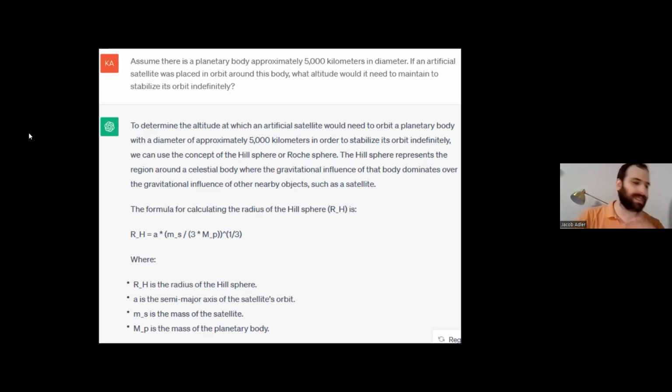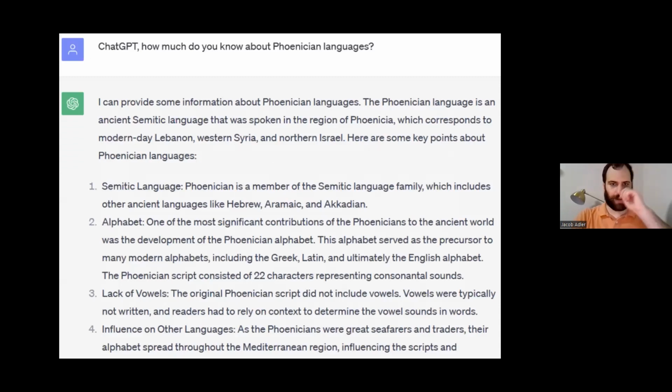And the other thing is that these systems can be used in a way that is even more complex than that and a little bit more abstract. So I have another one here where I was asking ChatGPT, how much do you know about Phoenician languages? That's kind of an obscure topic. The Phoenicians were people that settled and colonized a lot of places around the Mediterranean in the ancient world. It gave me a fairly concise answer about the languages of the Phoenicians, their roots, and a little bit about their alphabet.